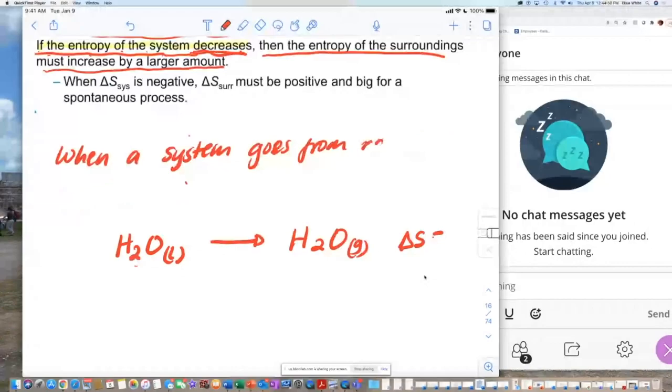Then the entropy of the surroundings must increase by a larger amount. The system goes to liquid, as in the entropy must. Your screen turned off. Oh, okay. Thank you.